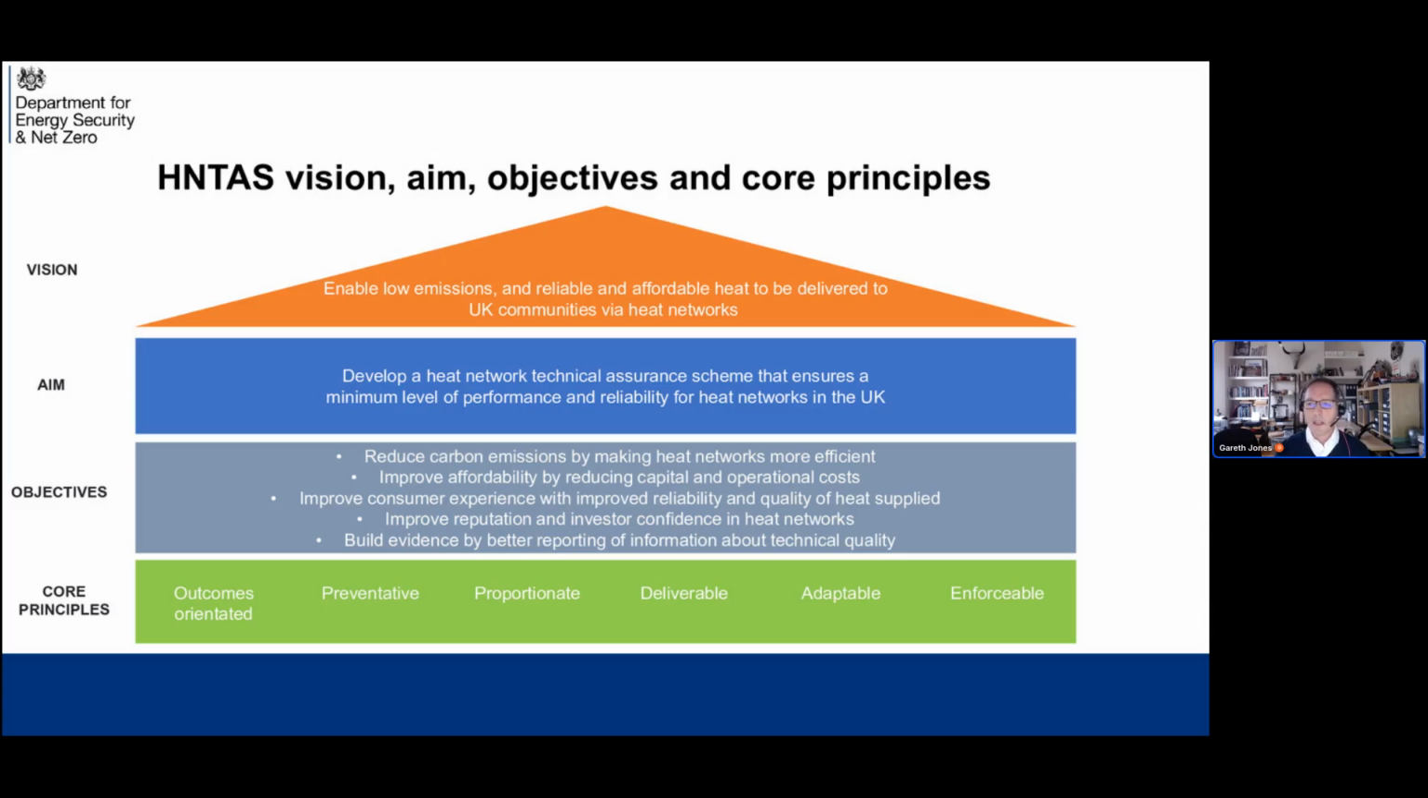And there are a couple of specific elements of that. It's a technical assurance scheme. An assurance scheme has a number of characteristics, so there is an assurance element within that. And when we're talking about minimum level of performance and reliability, what that's talking about is setting a floor, and it's very much a pass-fail. So you either meet that requirement or you don't. So it's an assurance scheme as to whether or not you meet minimum technical requirements.